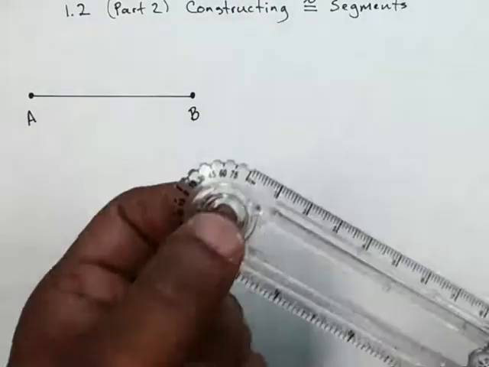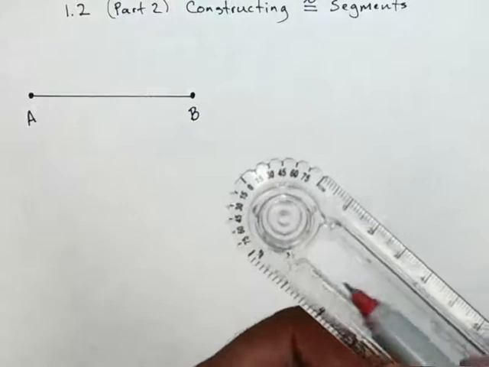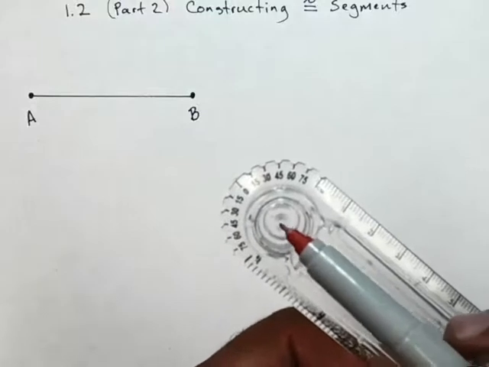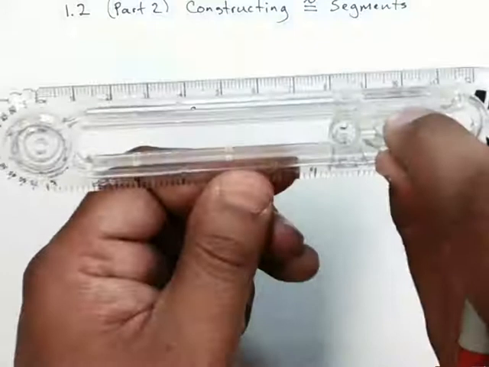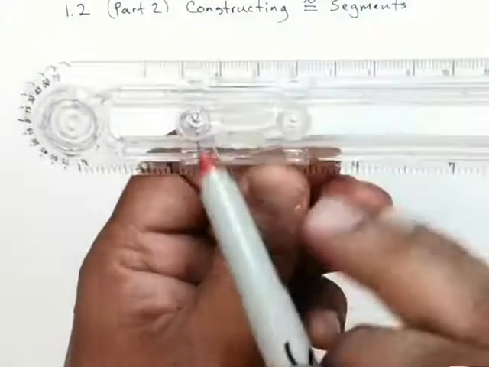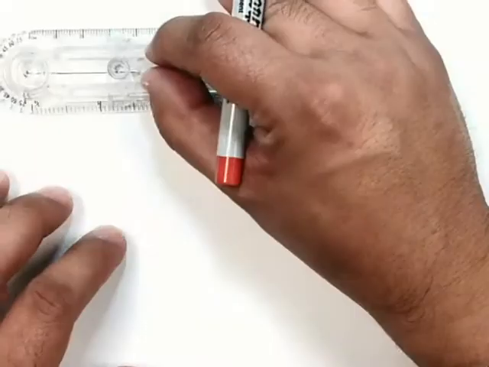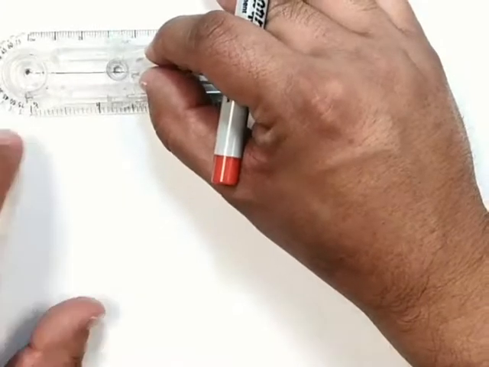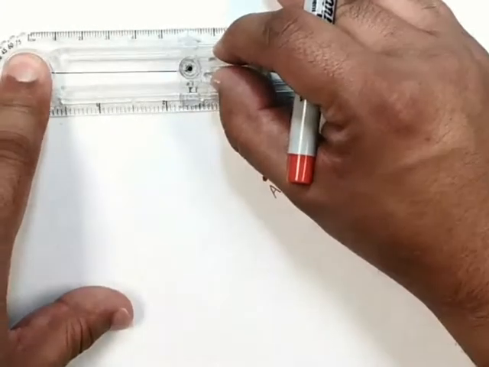I'm going to take this pivot part. There's a little dot right here, and I'm going to use that to line up to A, and then I'm going to take this thing and slide it over and put this hole on top of B. So like so. I'm going to put this right on top, and hold it down with my finger, and slide this down until it's right on B.